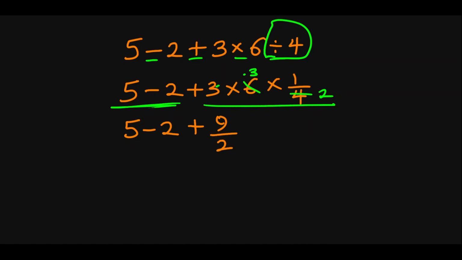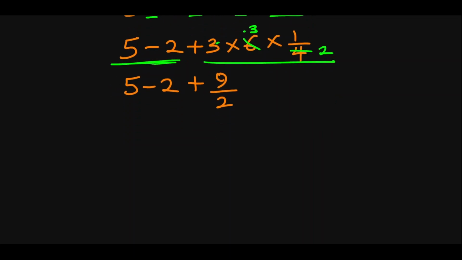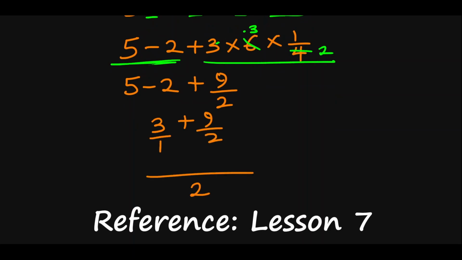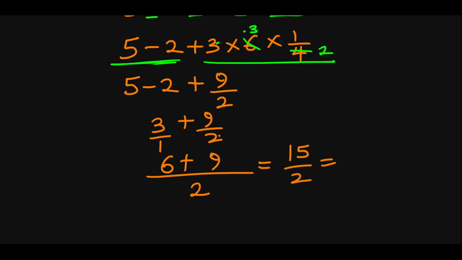Now, as you can see, all the operators now are from the same family. So we don't need any special BODMAS or PEMDAS. So 5 minus 2 is 3, then plus 9 over 2. Now, based on the last lesson, if we want to add this further, it gives us 2 as the LCM. 2 into here, 2. 2 times 3, 6, plus 2 into 2, 1. 1 times 9, 9. So this gives us 15 over 2, which is the same thing as 7 whole number 1 over 2, and that becomes the answer.